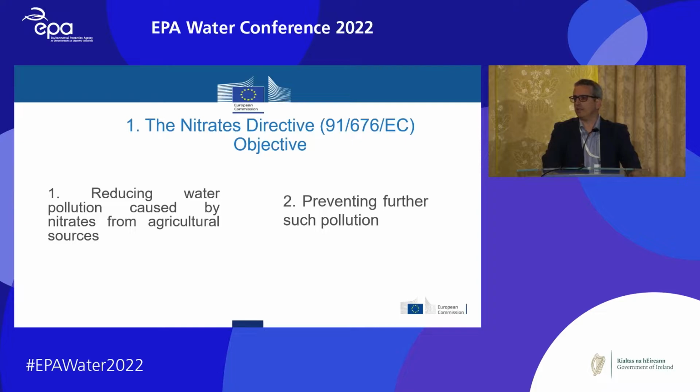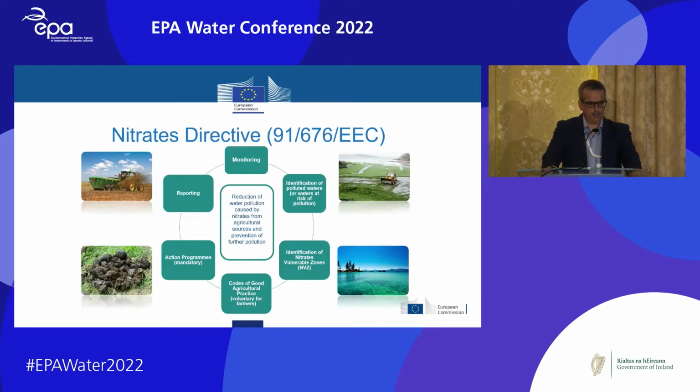To begin with the Nitrates Directive, the main objective of the Nitrates Directive is to reduce and to prevent further pollution of nutrients from agriculture. This is its main objective. Does it not set a deadline for achieving its objective? What are the obligations under the Nitrates Directive?